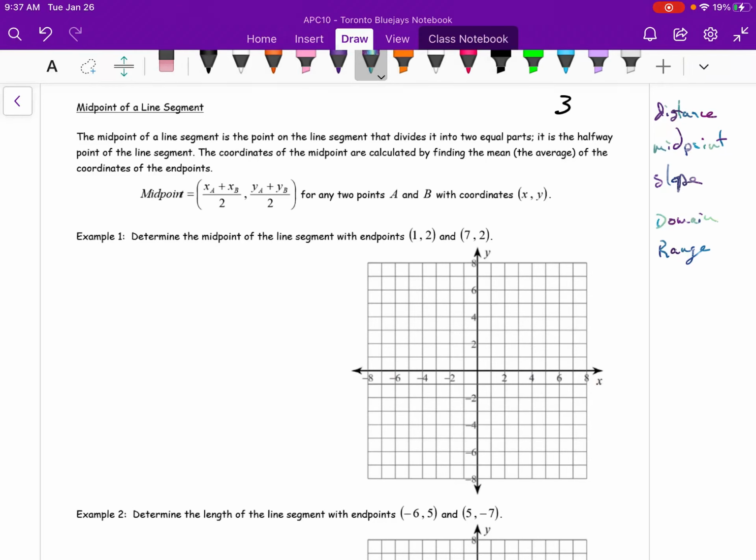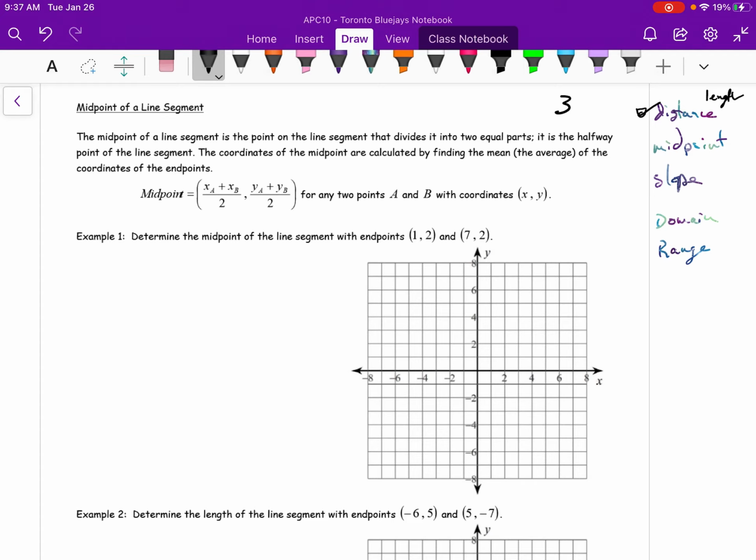Today's lesson, we will be working on the midpoint of a line segment. At the beginning of the unit, we talked about 5 things: line segments, distance (also known as length of a line segment), midpoint, slope, domain, and range. We covered distance yesterday, so today let us begin our conversation about midpoint.